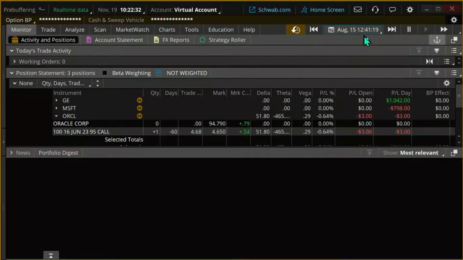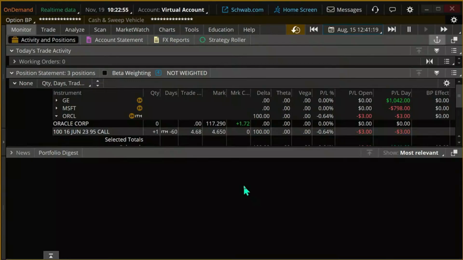Again, same time of the day. If you want to change the time of the day, you can do that. It's pre-buffering. We've got to wait a little bit. And there we go. So we'll let that sit. And then what we can do is look at Oracle once the data comes out, and it should show us how our trade is doing at that point. There we go. Let's go back here. Monitor.